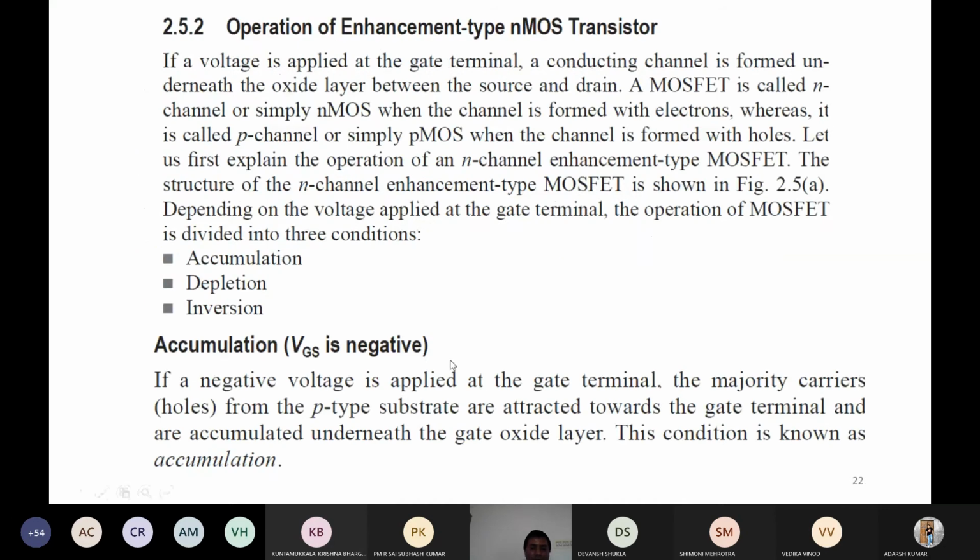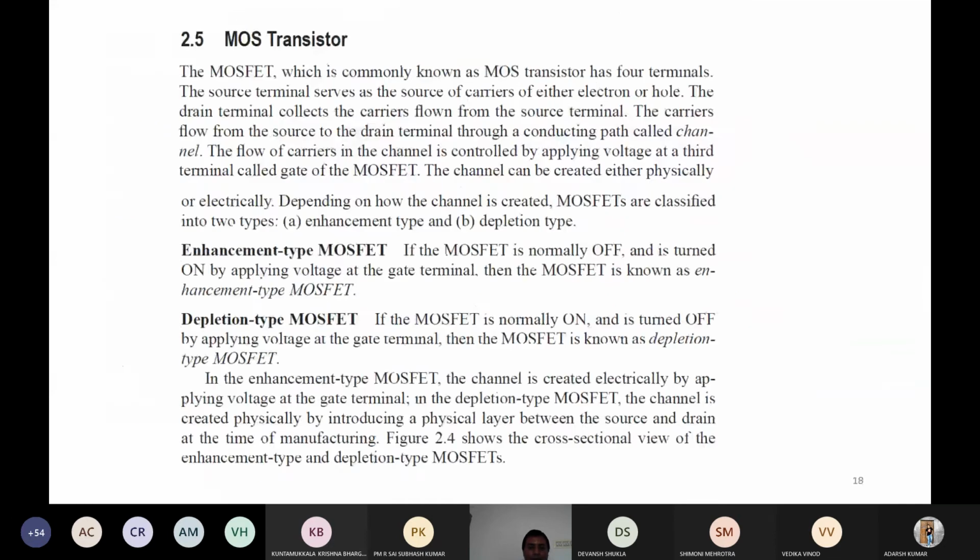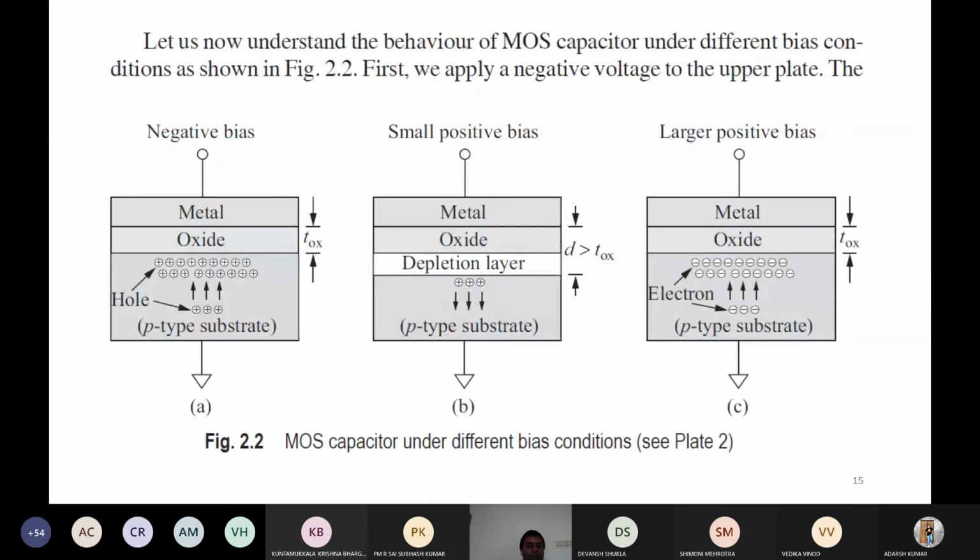Here it is summarized, the figure is not drawn. So if we apply some negative voltage, then what happens? Again repeating for the MOSFET, if negative bias is applied, then due to the negative bias it will try to attract the holes from the body, and many holes will be accumulated beneath the oxide, near the oxide and body interface.